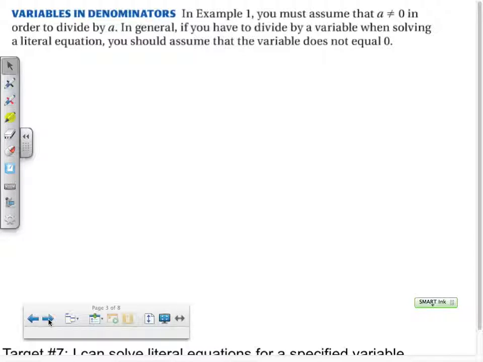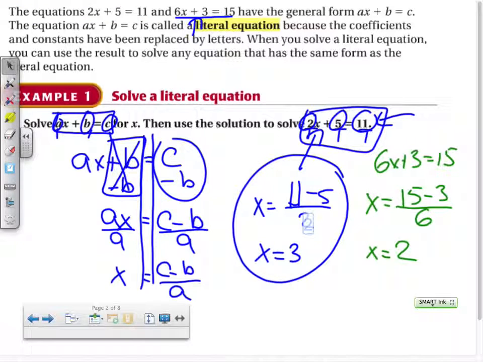Just a little note: whenever you're dividing, you have to assume that that variable is not 0. Why? What would happen if a was 0? Well, first off, 0 times x would just cancel off. And second, you can't divide by 0. So we know that a here cannot be 0, because you can't divide by 0.